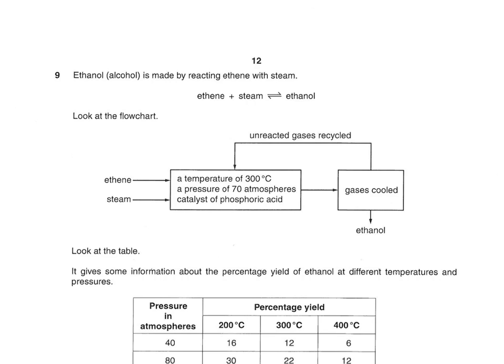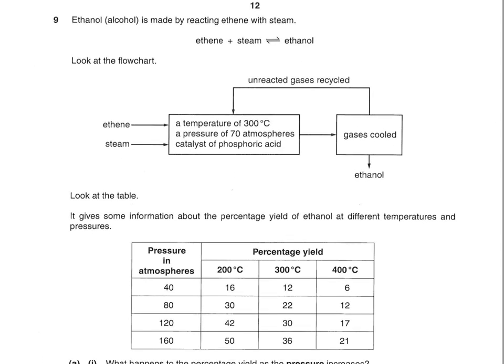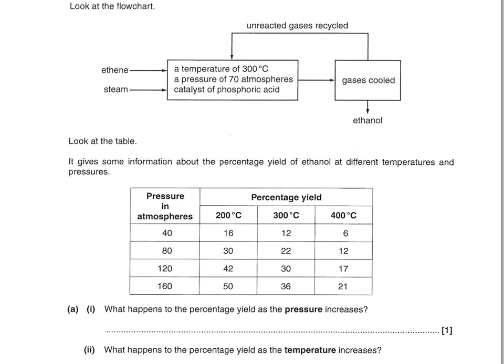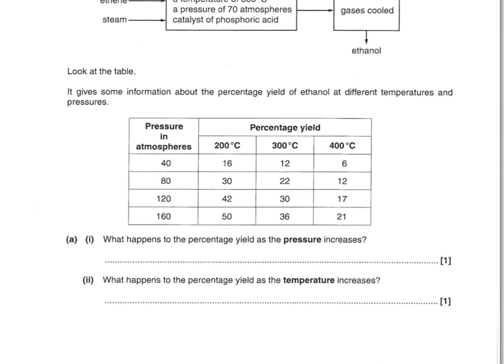Ethanol or alcohol is made by reacting ethene with steam. Look at the flowchart. Look at the table. It gives some information about the percentage yield of ethanol at different temperatures and pressures. What happens to the percentage yield as the pressure increases? So you can see the pressure is here, and it's increasing down this way. As you increase the pressure in each temperature, your percentage yield also increases. So if you just put it increases, that will get you that mark.